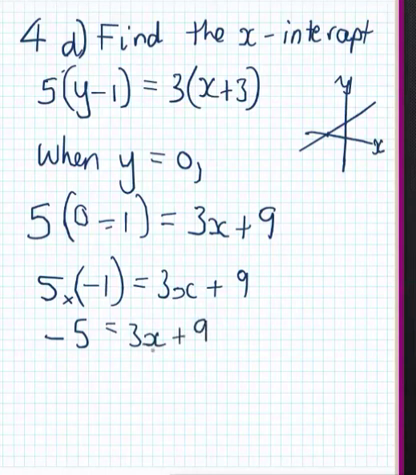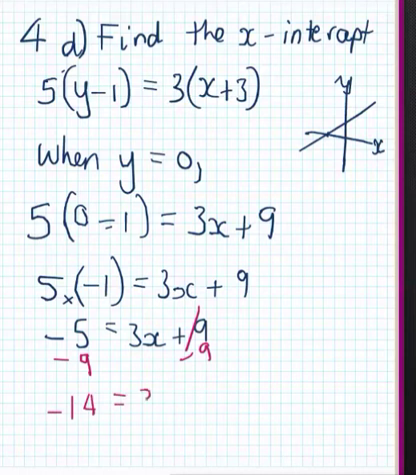So the next step is, I'll bring the 9 to this side to make x on its own. The opposite of positive 9 is to take away 9 on both sides. And negative 5 take away 9, I have negative 14. Negative 14 equals 3x. Now, you can switch this around if you don't like having x on this side. That's no problem, but I'll just leave it as it is.